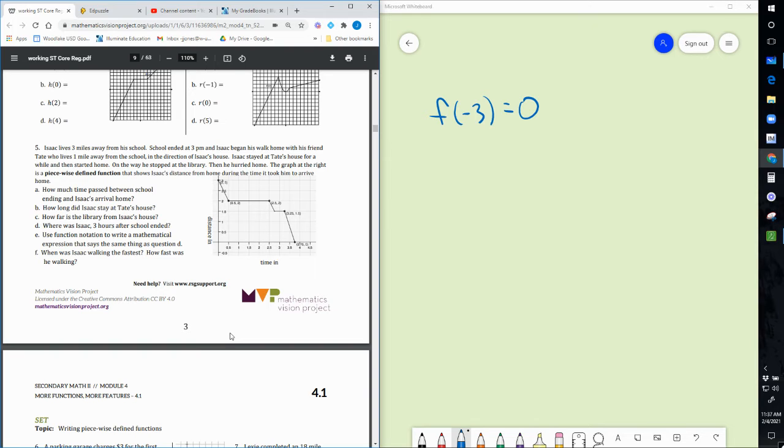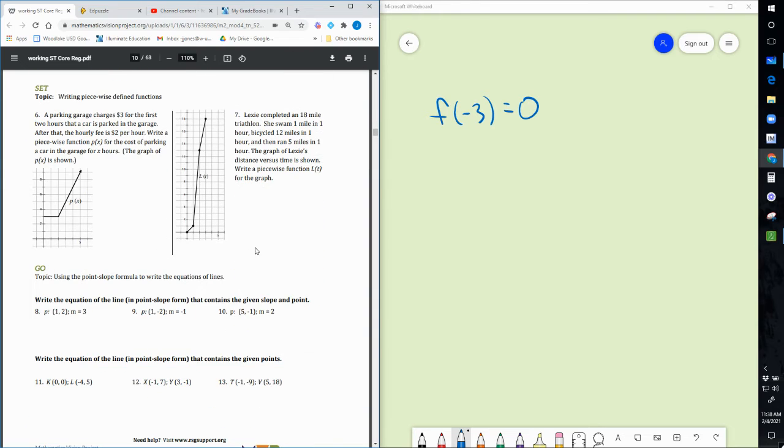So if you need to, reread that scenario and think about which part of the graph it is talking about in each scenario, right? So if it says he hurried home, that probably meant that he went faster, and that's why the slope was steeper than it was somewhere else. So you're going to answer all of these questions, A through F, in relation to that graph there, okay?